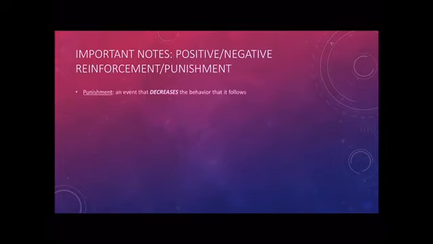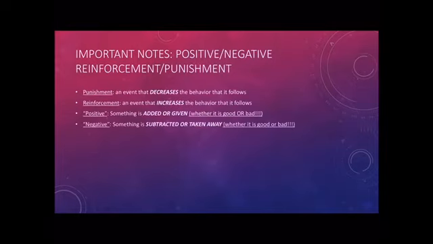Okay. Now let's talk about positive and negative punishment and reinforcement. So these are examples of operant conditioning. And so what you need to know is that punishment, like we talked about before, is anything that decreases the behavior that it follows. Because punishment, like we said, is for bad behavior. We want the behavior to stop. Whereas reinforcement is for good behavior. We want the behavior to continue.